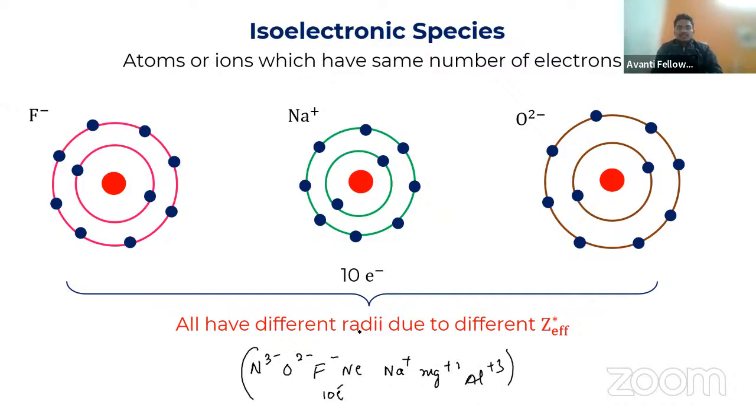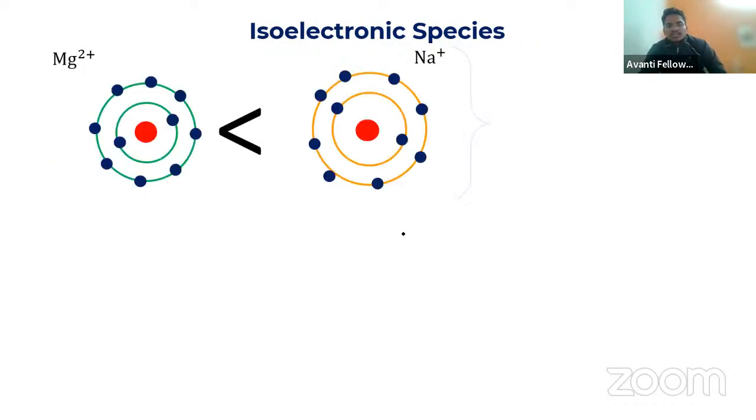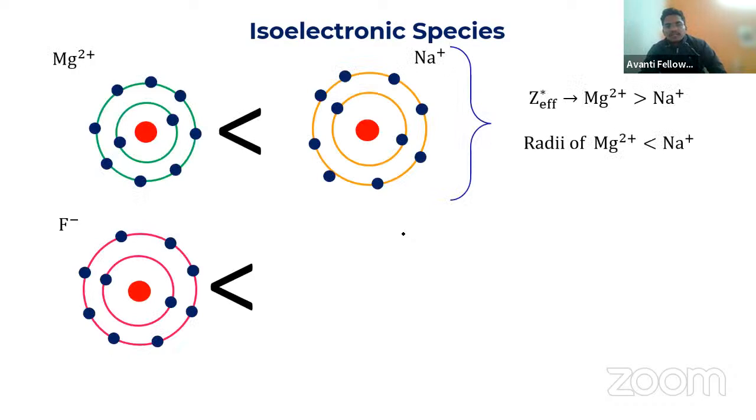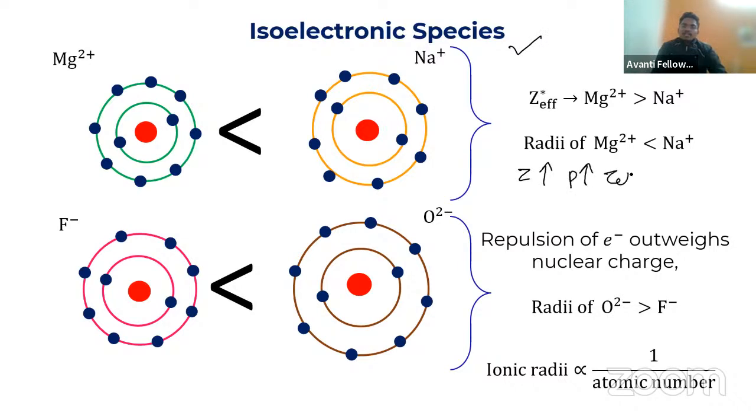But in your examination, they don't ask what isoelectronic species are. They will ask with a different type of question. What are those? We'll see. If you see the comparison between the sizes, it is very important for isoelectronic species that as the Z value increases, the number of protons increases, Z effective on the outer electron increases, so the size decreases. These are very important points.